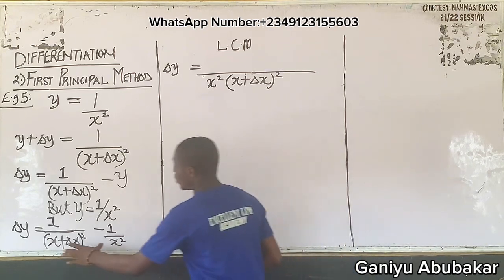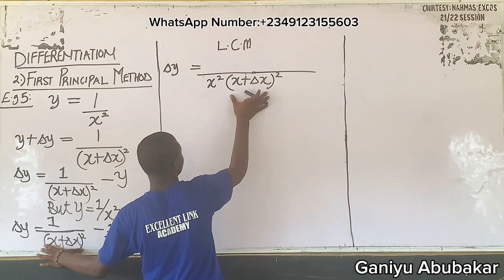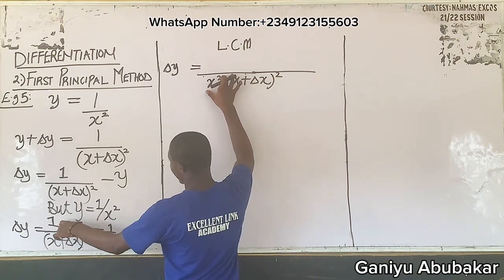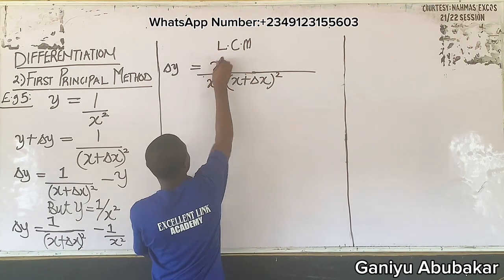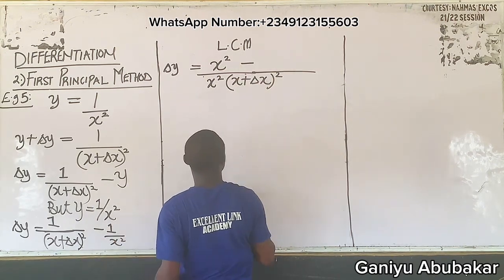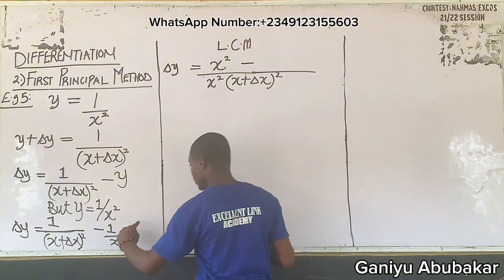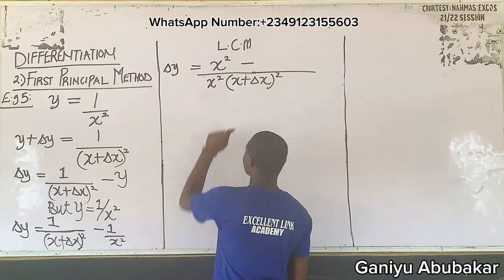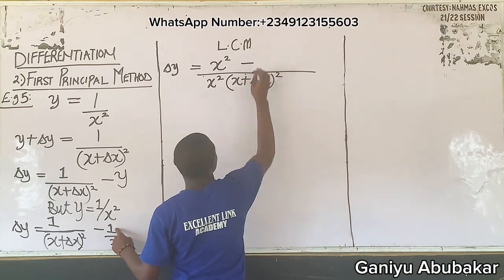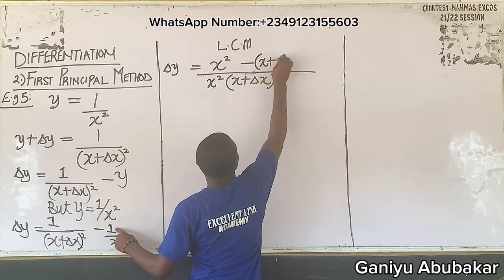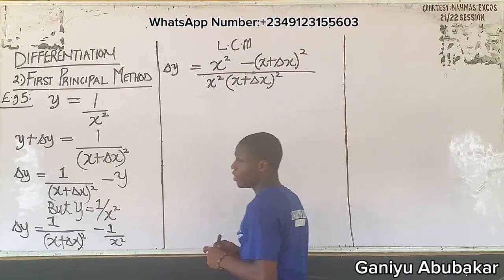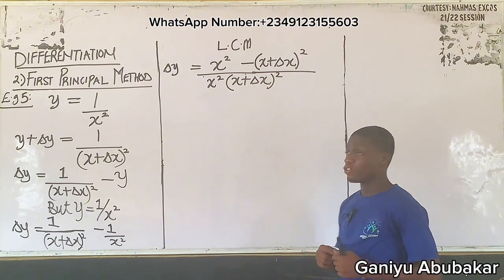Let's take this first one. If this first one cancels the same thing here, I'll have only this one left. This left times 1 is x squared. This is a minus sign. If this one cancels the same thing here, I'll have just this left. Only this value times 1 will give you x plus change in x all squared. So I have this expression in front of us.